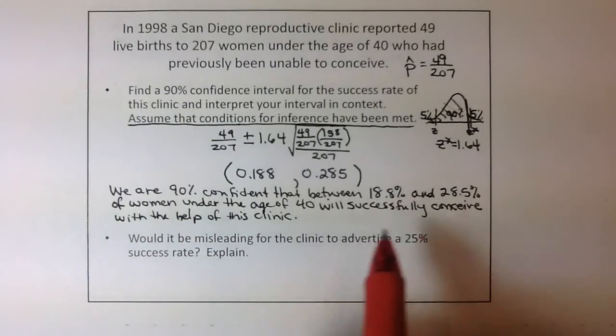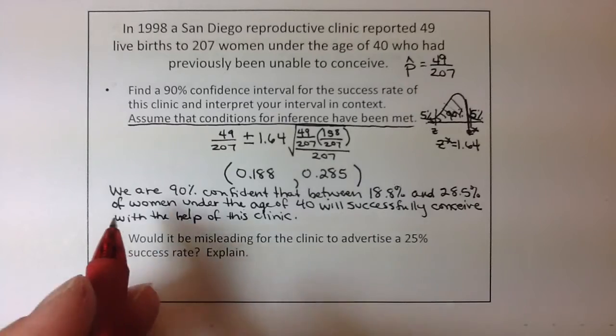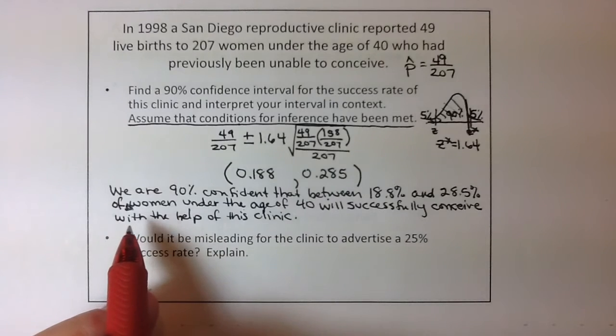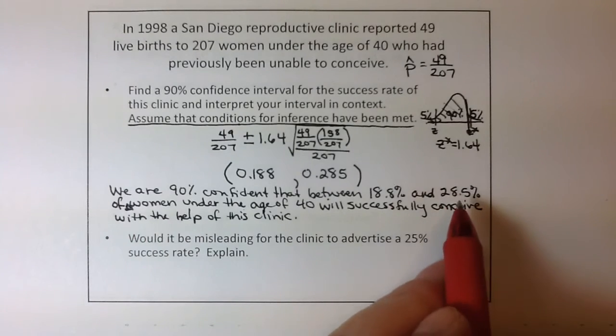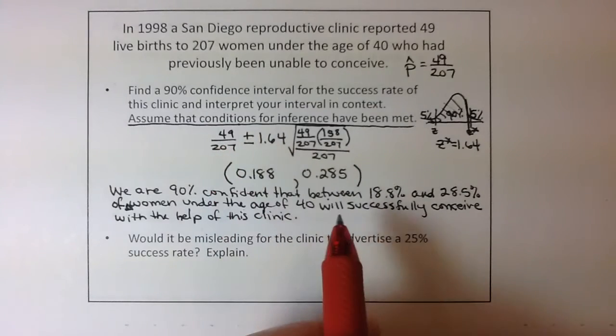So remember that interpretation is about making a prediction about the population of all women. I really probably should stick the word all right there. All women under the age of 40. So we're making a prediction about what's going to happen in the entire population based on what we saw in this one sample.